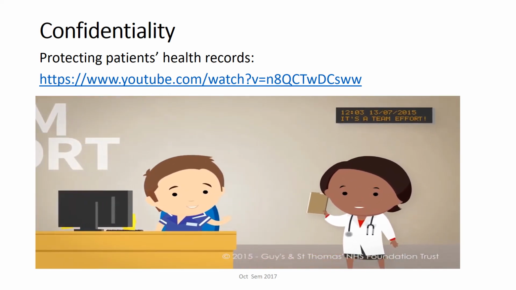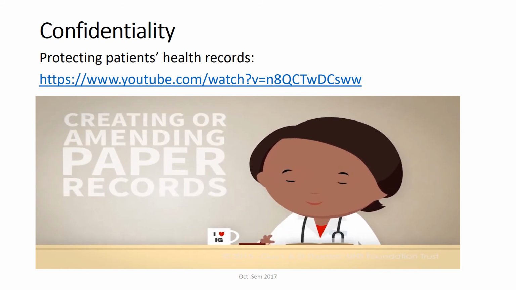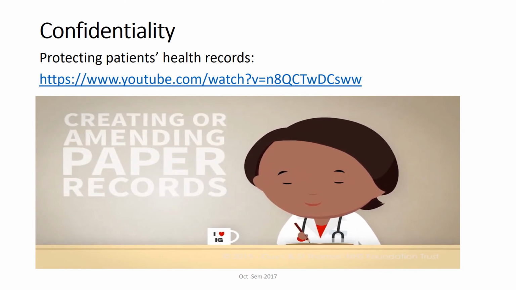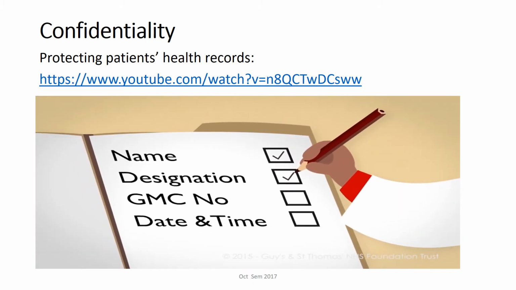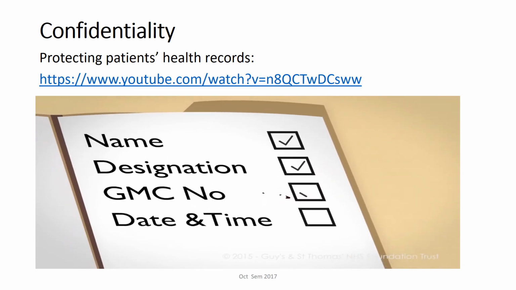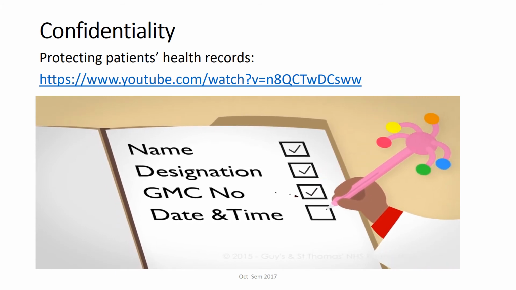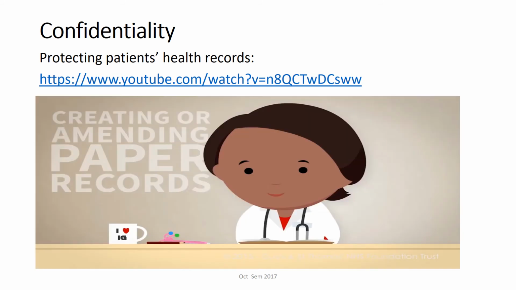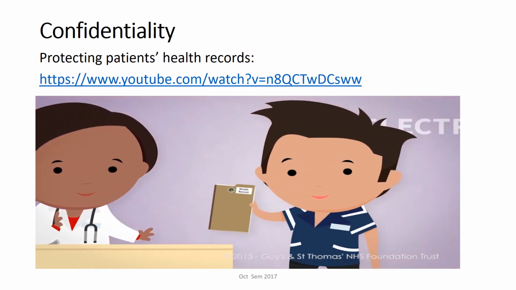We're all equally responsible. If you're creating an entry in paper records, you need to: 1. Print and sign your name. 2. Confirm your designation. 3. Where applicable, write your General Medical Council, GMC, or Nursing and Midwifery Council, NMC, number. And lastly, 4. Confirm the time and date of the entry. Notes need to be up to date, succinct, clear and legible.